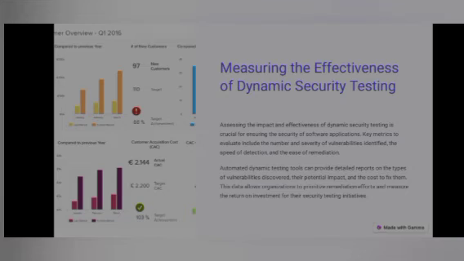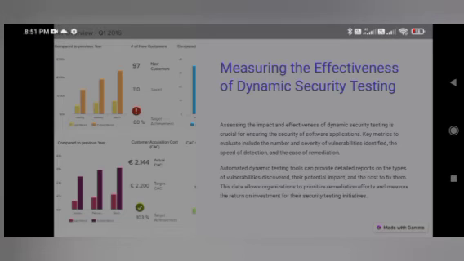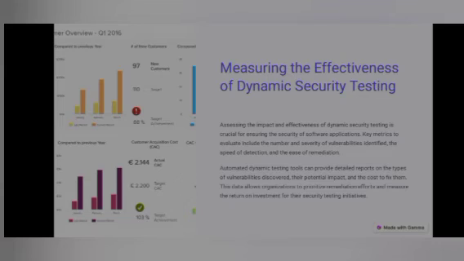Measuring the effectiveness of dynamic security testing is crucial for ensuring the security of software applications. Key metrics to evaluate include the number of security vulnerabilities identified, the speed of detection, and ease of remediation. Automated dynamic testing tools can provide detailed reports on types of vulnerabilities discovered.